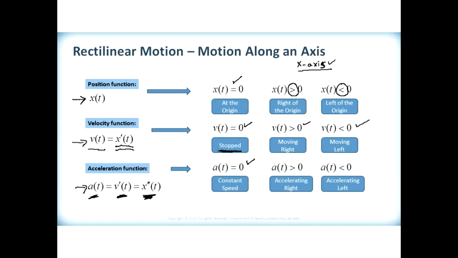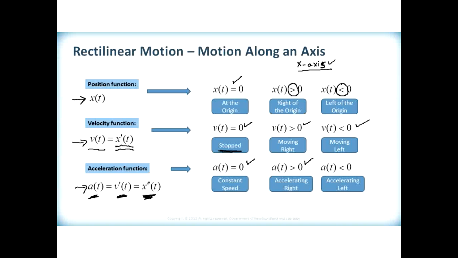If your acceleration is a positive number, that means you're accelerating to the right. Sometimes we just think about acceleration as the result of a force. So if you're accelerating to the right, then that means there's a force that's pushing you in that direction. That doesn't necessarily even mean that you're moving in that direction. You can be moving to the left but being accelerated to the right at the same time.